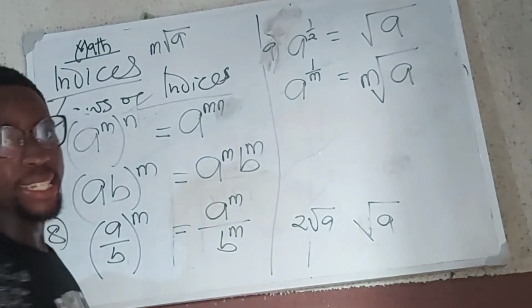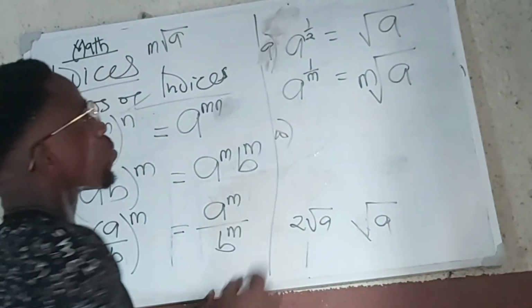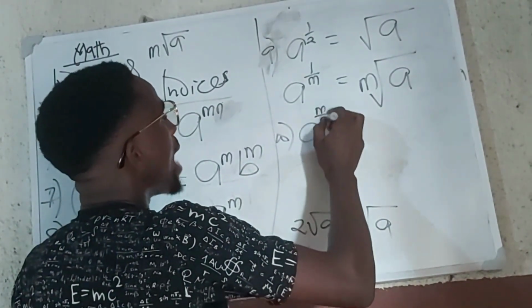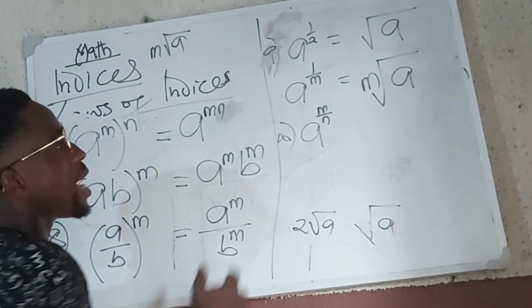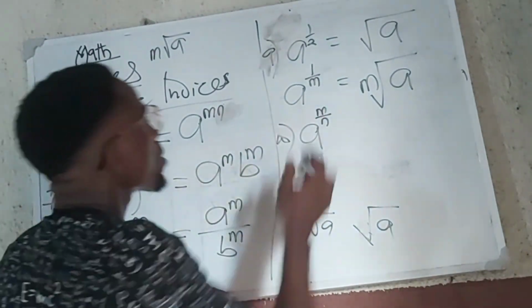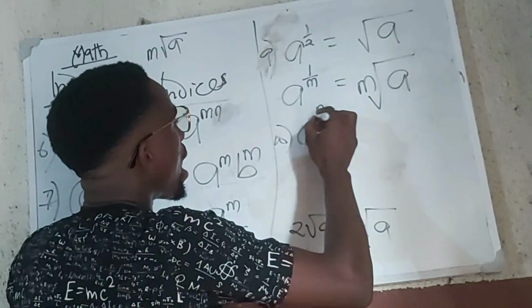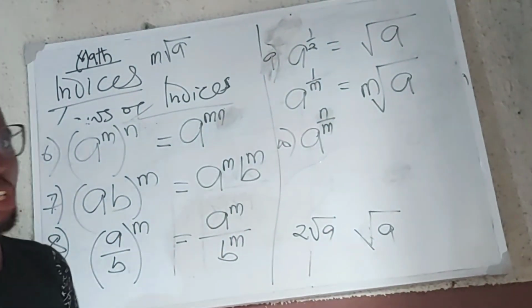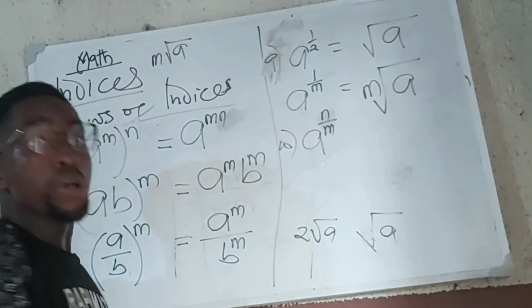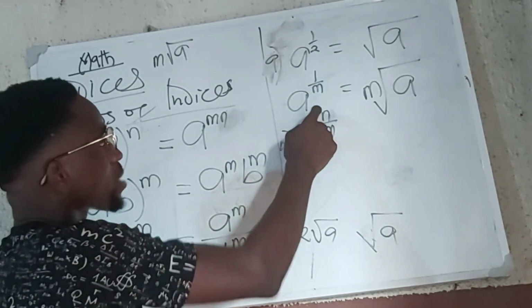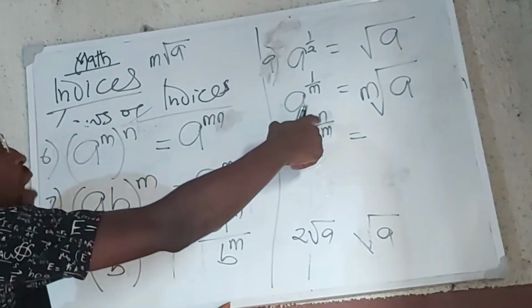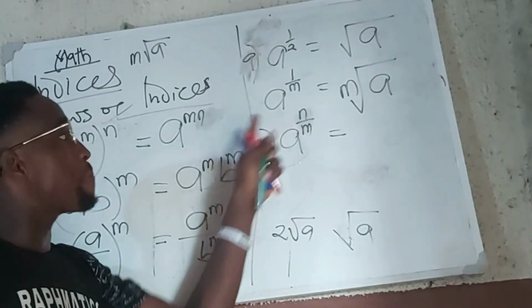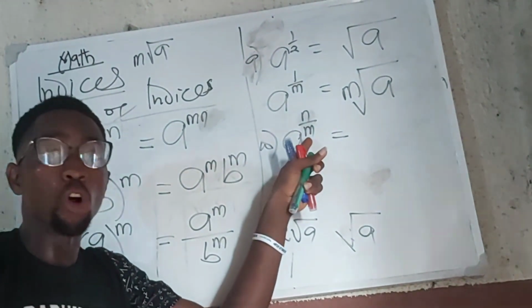And then let's get to the next one, the 10th one. We'll have a to the power m upon n. In this case, let me use n as the power and m as the root, let me use this as numerator and this as denominator. So if I have a to the power n upon m, any of them can serve. I just want to explain why I had to switch this. Okay, a to the power n upon m, this power or this numerator will now serve as the power, and the denominator will serve as the root.